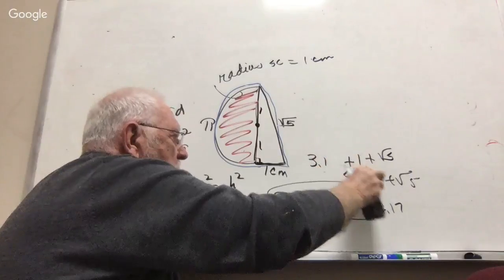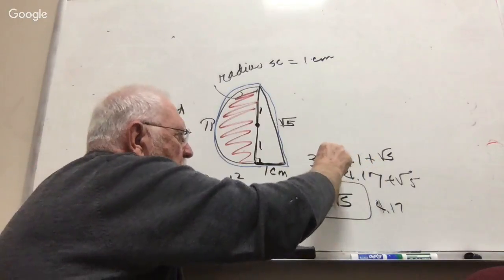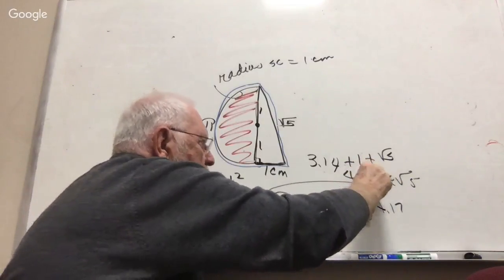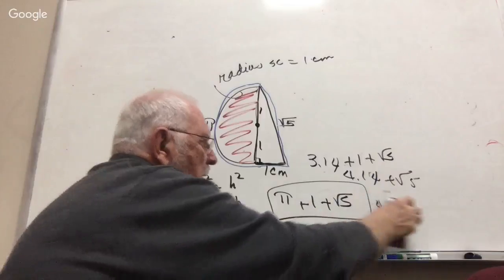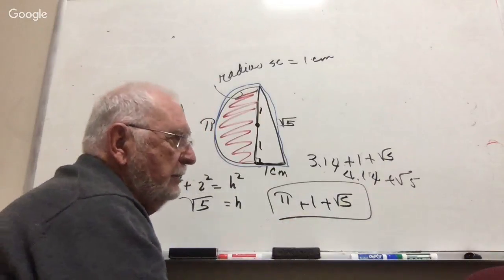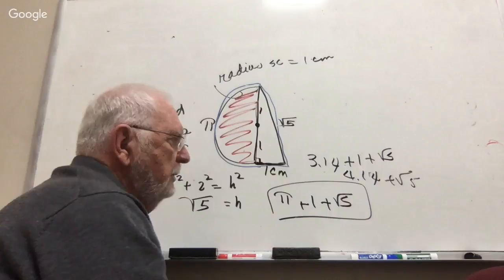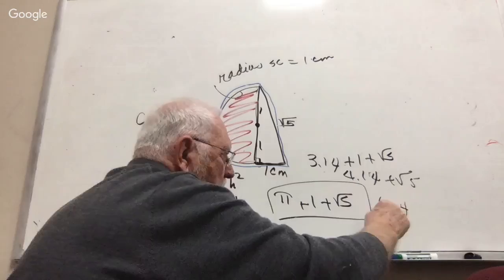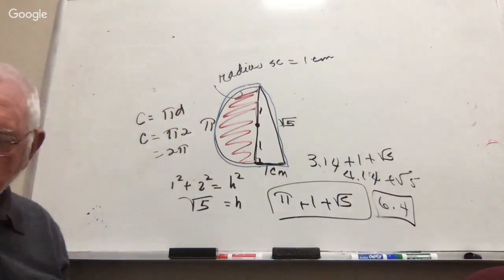Isn't it 3.14? Yeah. 3 1/7 is 3.14. You're right. That's 4.14. And then the square root of 5 is 2.2, something like that. The final answer is 6.38 or 6.4. Okay. There you go.